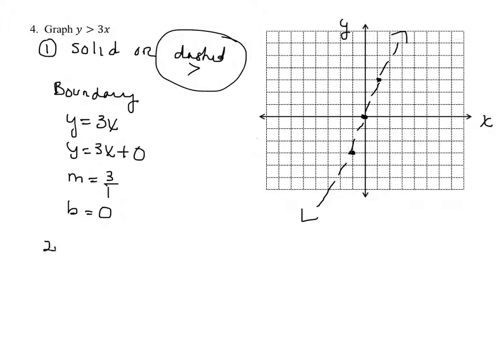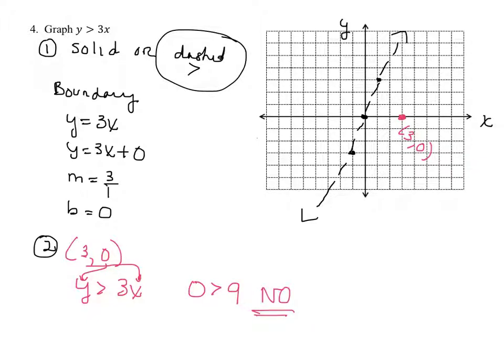Okay. Now the problem with this one is it goes right through the origin, so you have to pick another point. So I'm just going to pick a random point. 1, 2, 3. Let's pick the point (3, 0). And we have our original inequality. I'm going to put 3 in for x, 0 in for y. 0 is greater than 9. No. So since this doesn't work out, we're going to shade the opposite side. Okay, since this side was a big NO, we're going to shade the other side.